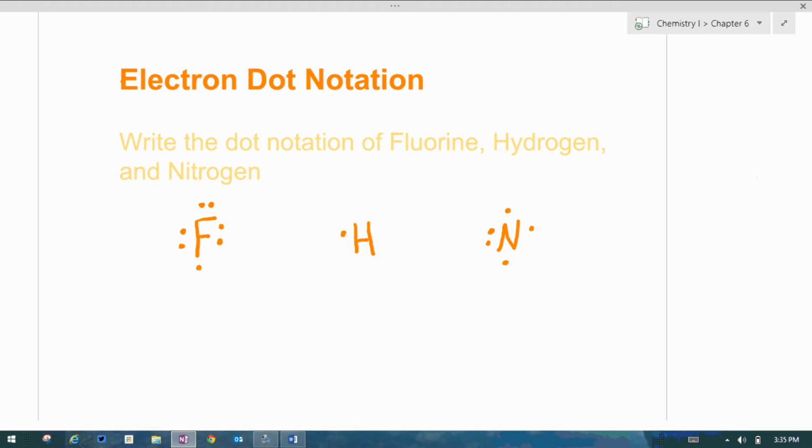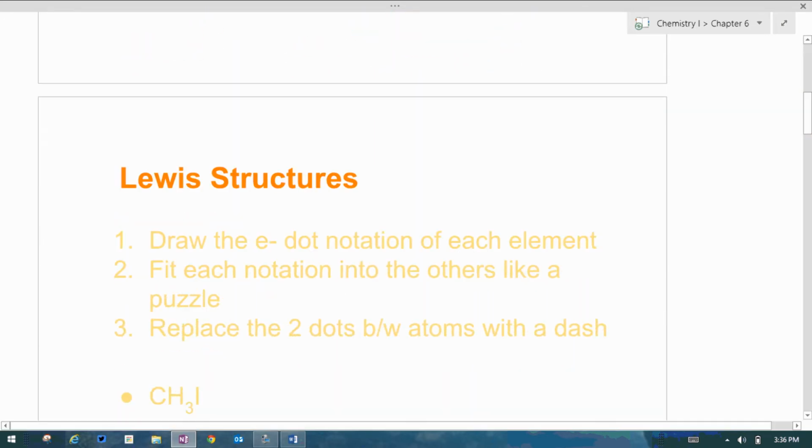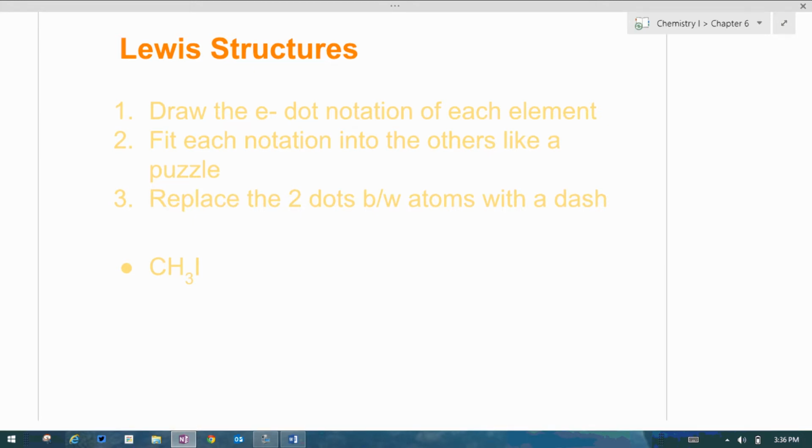So having the electron dot notation of an individual element doesn't really help you that much. But what it does help you with is creating molecules, putting these individual elements together to create the molecules, which are two or more elements bonded together covalently, as per our definition from Tuesday's class. So let's talk about what that looks like, and that is Lewis structures. So at this point, you may want to go ahead and start filling out your 6.2 notes here in your OneNote notebook.